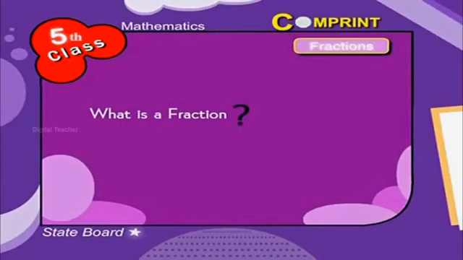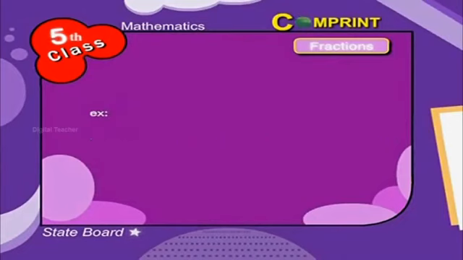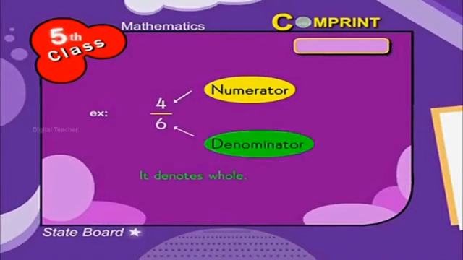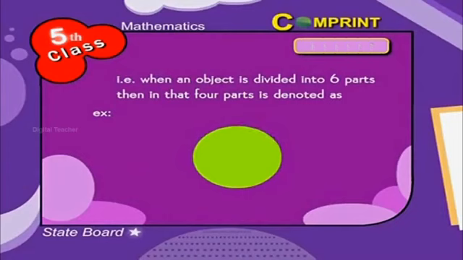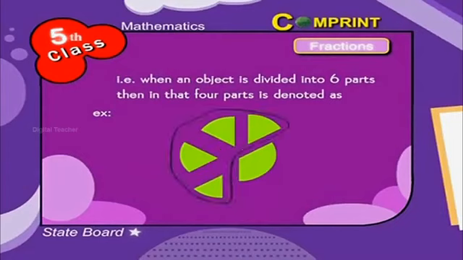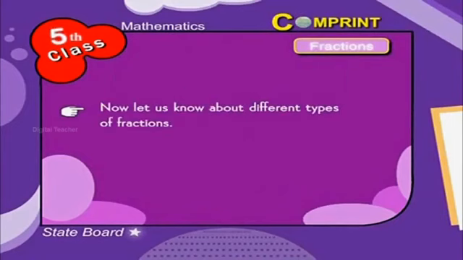Fractions. What is a fraction? Fraction is a part of a whole. It is denoted by a numerator and a denominator. For example, 4 by 6. 4 is the numerator, that is part of a whole. 6 is the denominator, it denotes whole. That is, when an object is divided into 6 parts, then in that 4 parts are denoted as 4 by 6. Now let us know about different types of fractions.